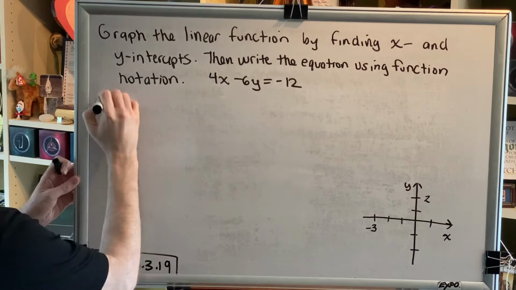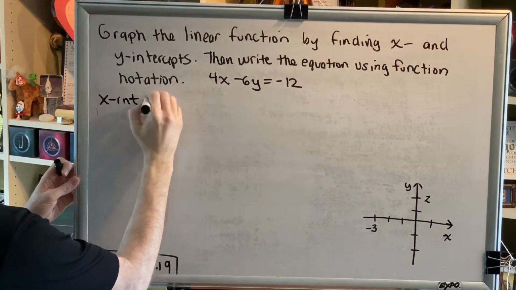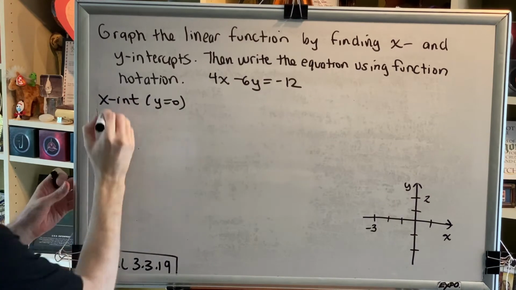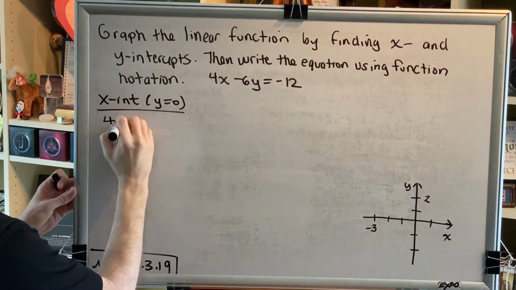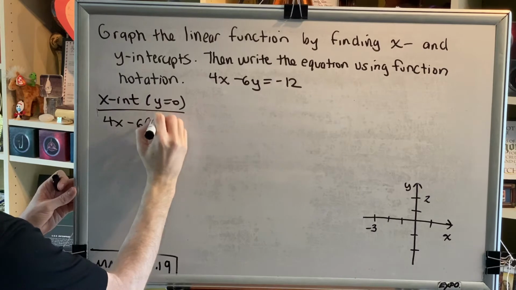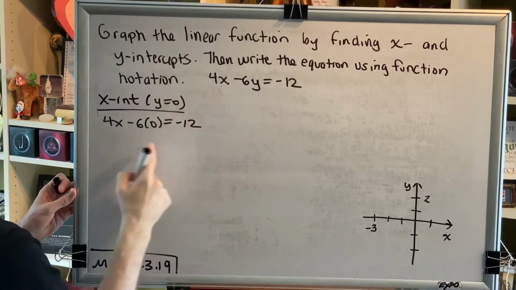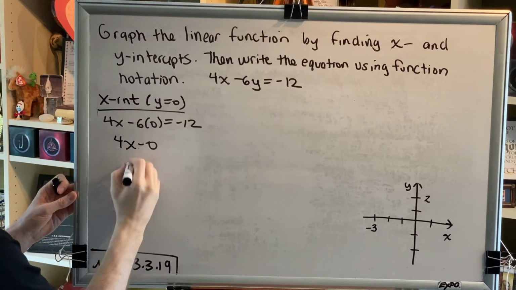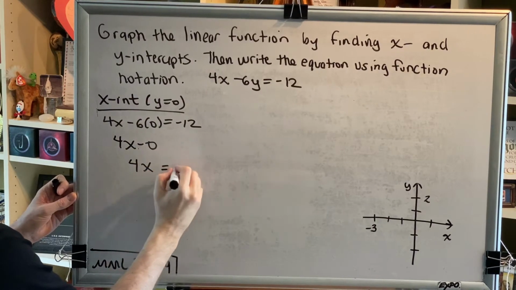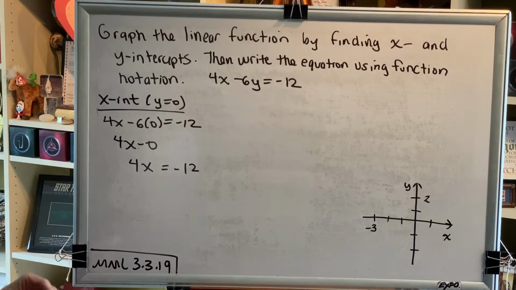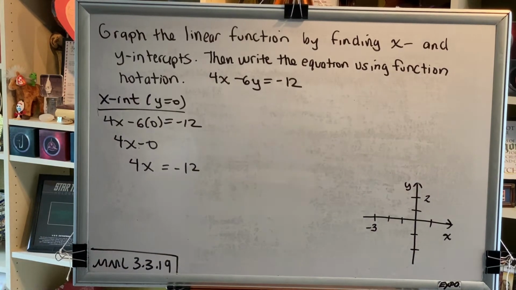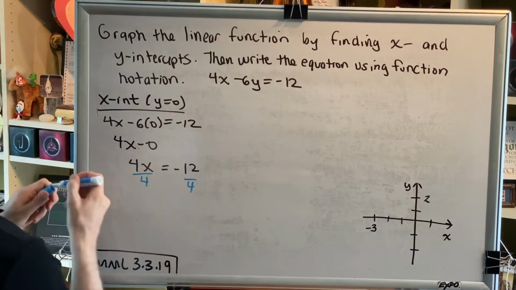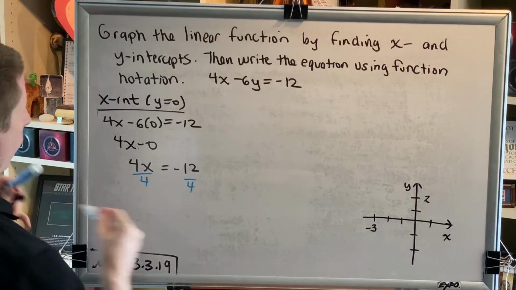An x-intercept has a y-coordinate of 0. So we replace y with 0 in the equation and solve for x. This gives us 4x minus 6 times 0 equals negative 12. 6 times 0 is 0, and 4x minus 0 is 4x. So we get 4x equals negative 12. Now, divide both sides by 4, and we get the result x equals negative 3.